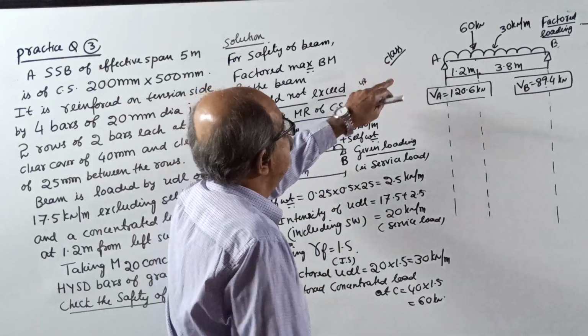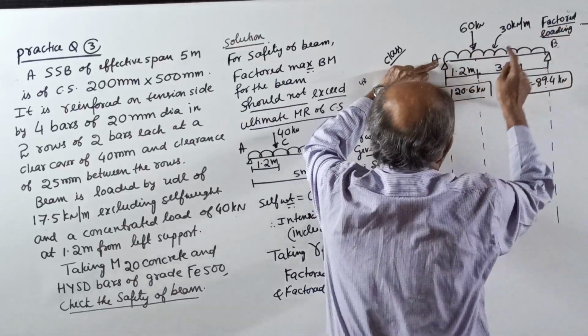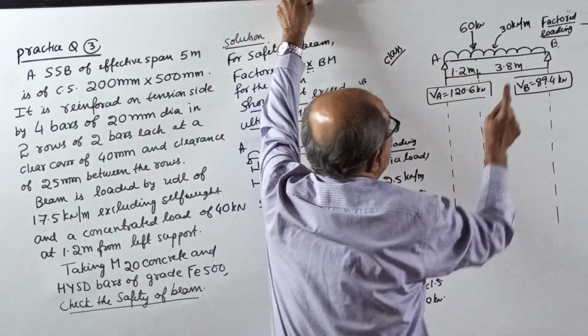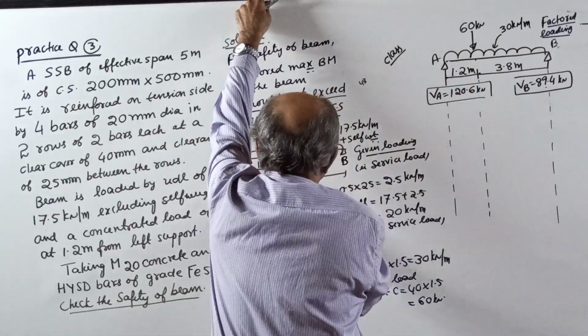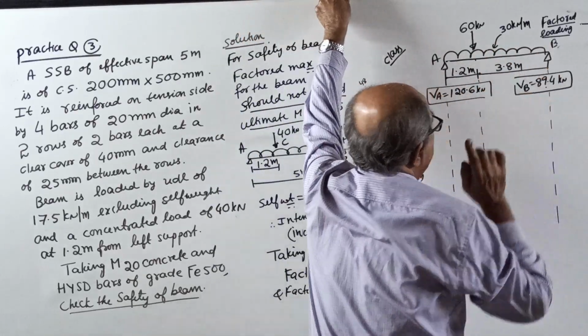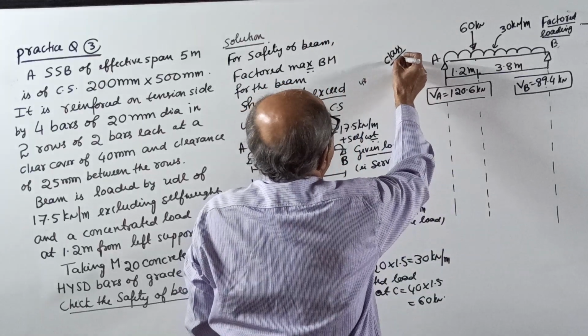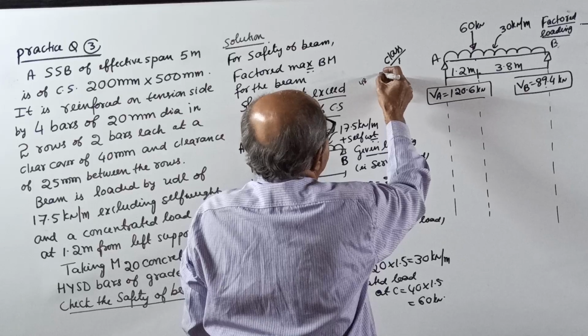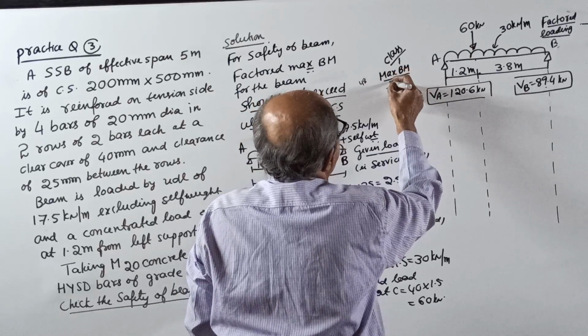Now, class, draw a neat sketch of the beam. See, this is the factored loading. I told 30 kN per meter UDL, 60 kN point load at 1.2 here. Span is 5 meter, remaining is 3.8. Now, some statement you should write. Now, you require the maximum BM for the beam.